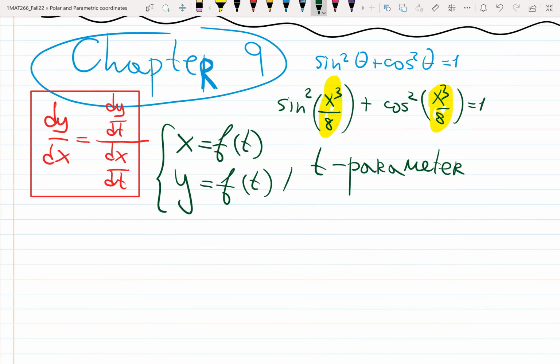Do you know how to say parameter in Russian? Parameter. It's very different.